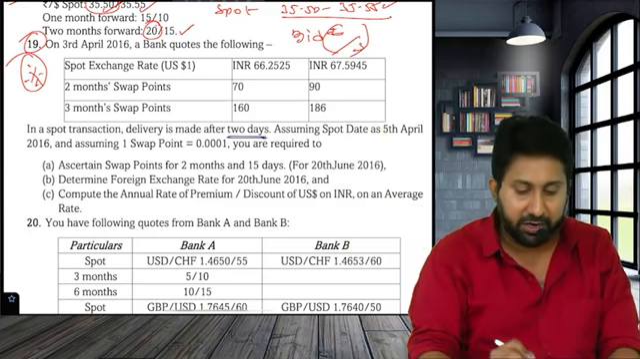Now this is the main point. If you ask for 2 months rate, I can add this and tell. If you ask for 3 months, I will add this and tell. But he is asking 2 months 15 days. That itself is a new point that we are going to learn here. Broken period forward rates. First, let us understand ascertaining the swap points for 2 months and 15 days.